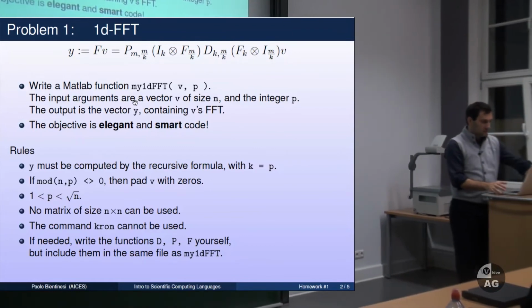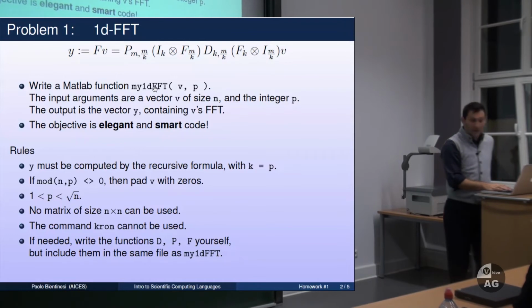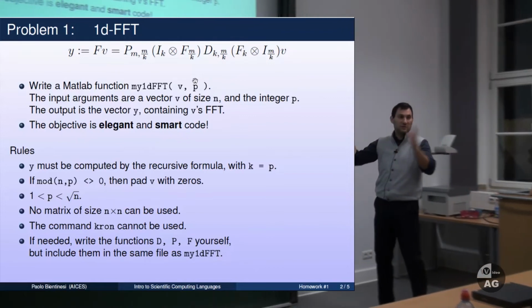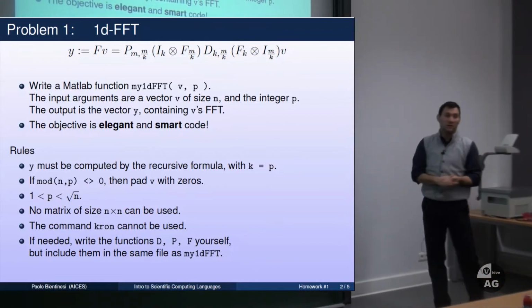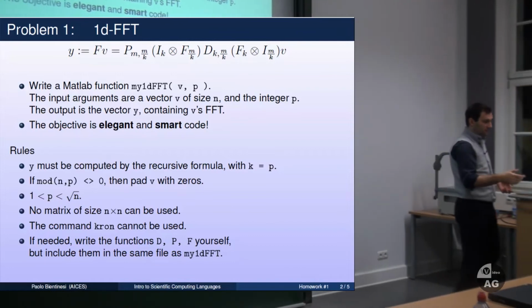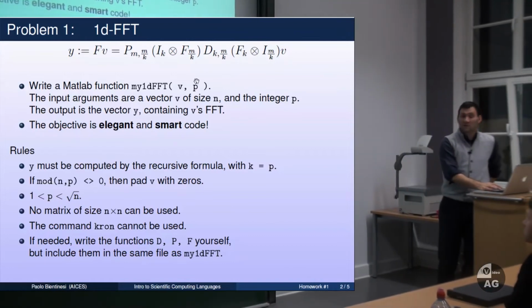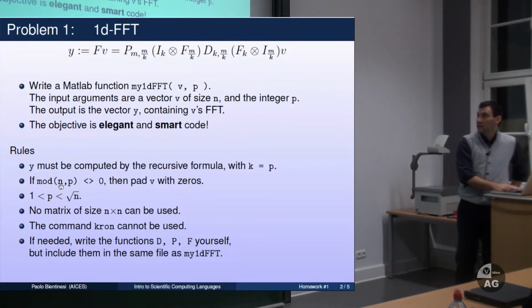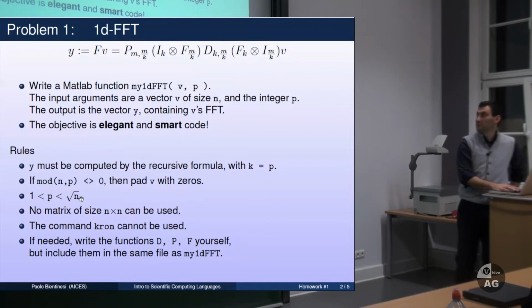Your goal is to write a Matlab function called my1dFft. Input is the vector, and this p integer, and p determines how the matrix is broken down. So p could be 2, could be 3, could be 5. In principle, it could be n over 2. I limit p between 1 and square root of n. This should be less or equal to the square root of n.